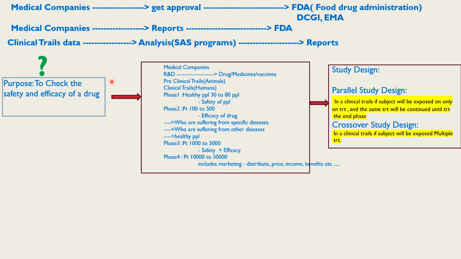This entire process is performed with different types of study. They will design the study design, like parallel study design or crossover study design. Parallel study design is nothing but, in a clinical trial, the subject is exposed to only one treatment, and the same treatment continues until the end of the phase. But in a crossover study, it is not like that. The subject will be exposed to multiple treatments. Okay, understand?